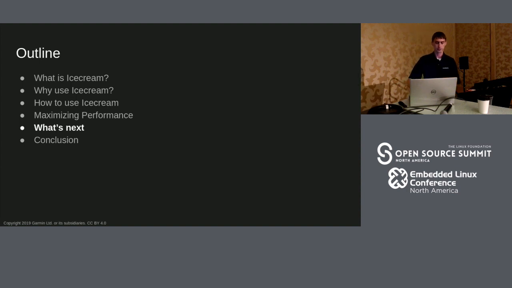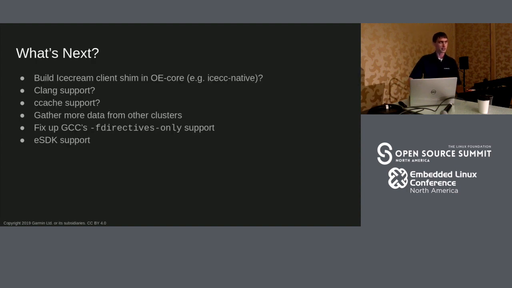So what's next with Icecream? I think there's a couple things we could do to make the Icecream experience better. One would be to try and build the Icecream client shim in OE core itself using an ICC native recipe or something like that. This would have a few issues, the primary one being that ICC native would have quite a few dependencies, and those dependencies themselves wouldn't be able to be built with Icecream.